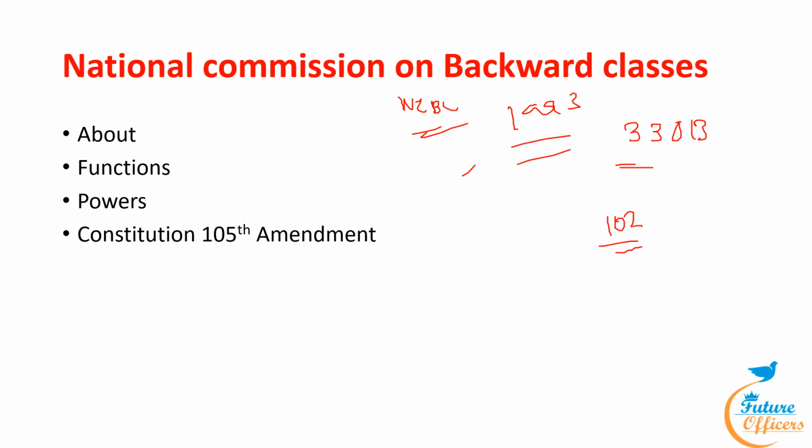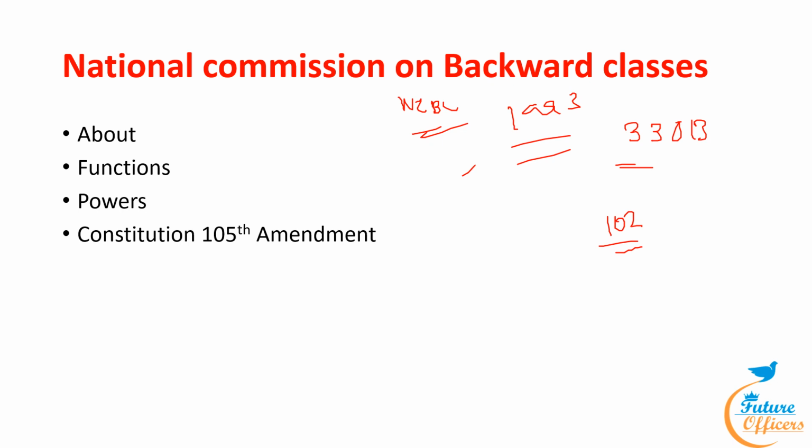This amendment states that the President may specify the socially and educationally backward classes in the various states and the Union territories. He may do this in consultation with the Governor of the concerned state. A law of Parliament will be required if the list of backward classes is to be amended.